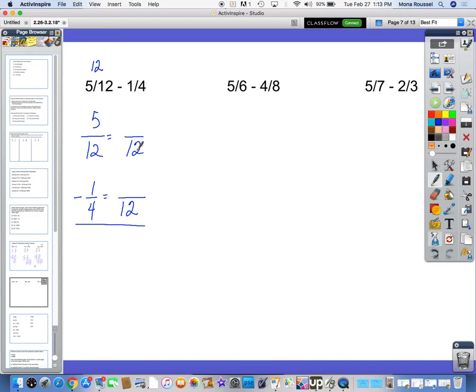In 5/12, the denominator stays the same, so the numerator will stay the same. In 1/4, 4 times 3 would give us 12, so we have to multiply 1 times 3 to get 3/12. We're subtracting this time, so we subtract 5 minus 3 to get 2/12.